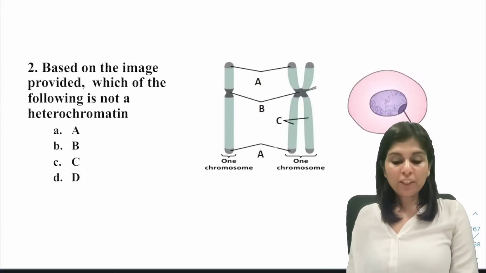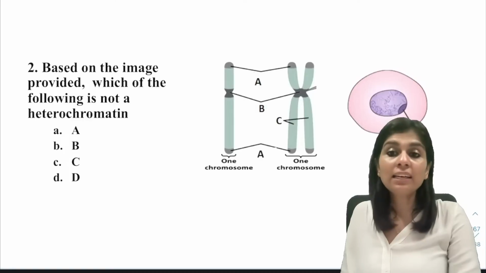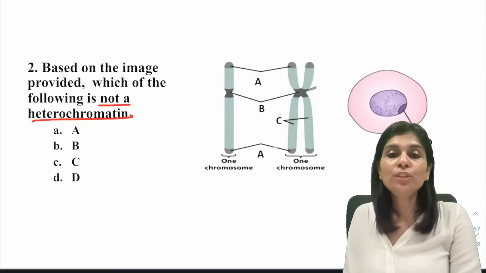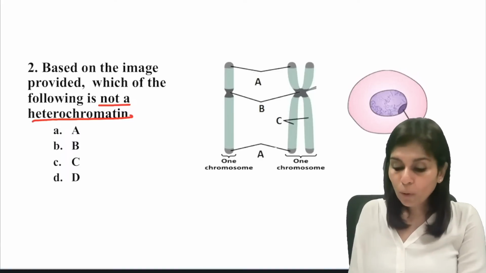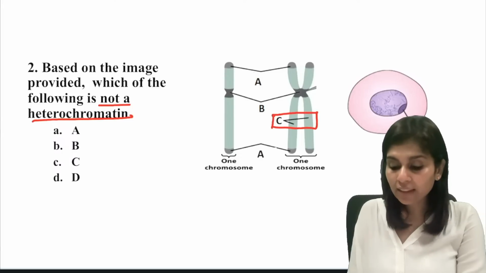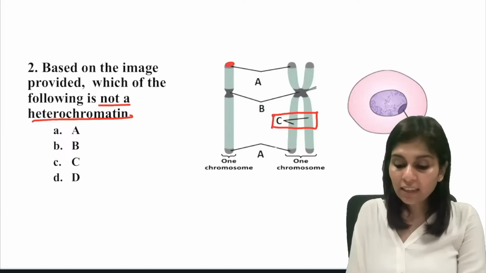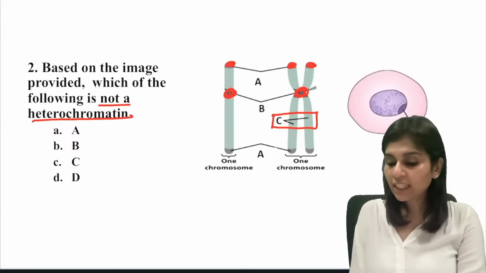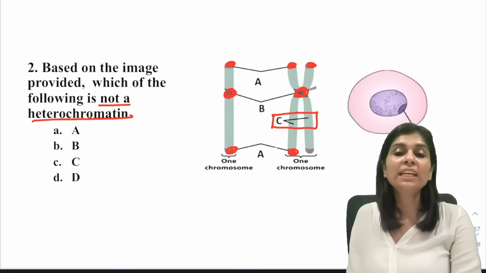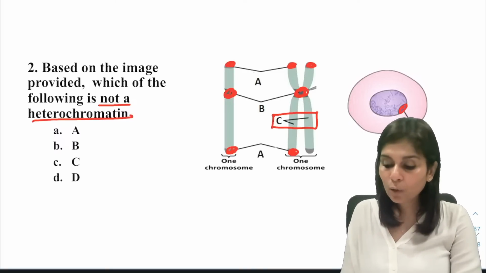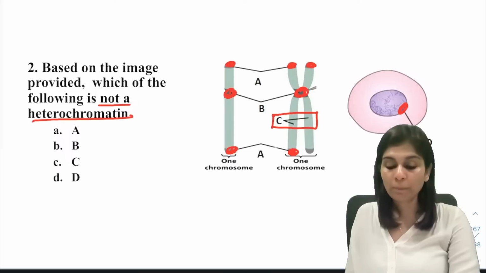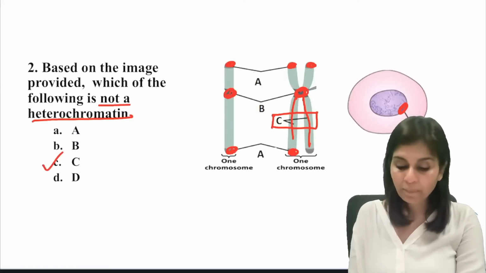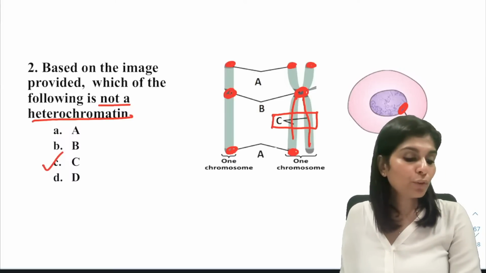So based on the image provided, which of the following is not a heterochromatin? Not a heterochromatin in the sense they are asking which is a euchromatin. Euchromatin here is something which is uncondensed. Do you see that all these are condensed and they are more stained? So anything which is condensed and more stained will be heterochromatin, including this. This is heterochromatin. So this is uncondensed, which is euchromatin. So answer is C.